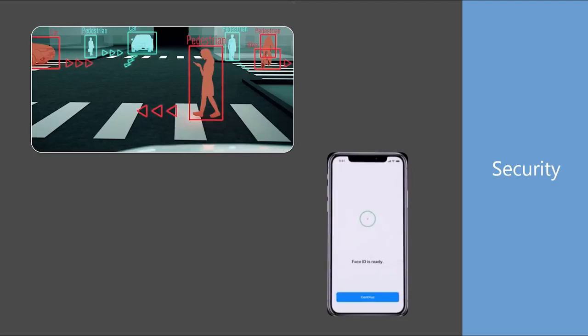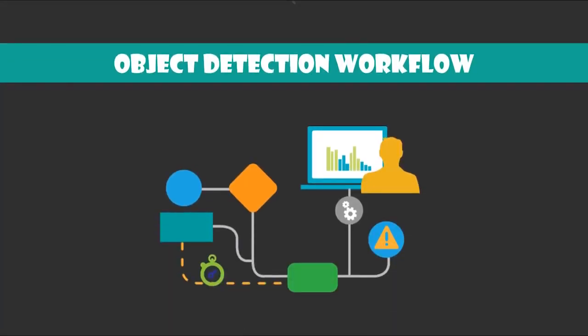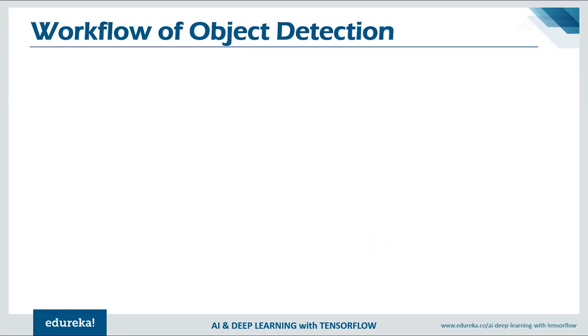Now that we have understood the various industrial use cases of object detection, let's have a look at the object detection workflow. Now typically there are 3 steps involved in the object detection workflow.